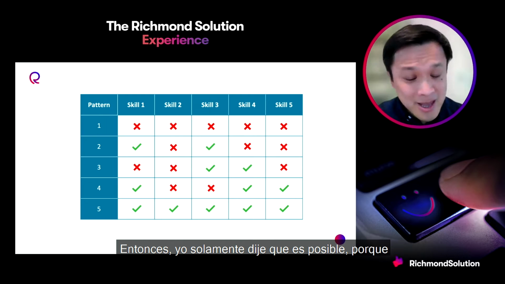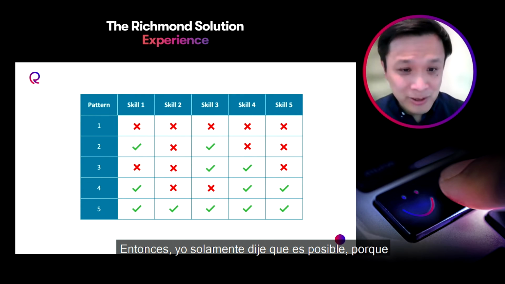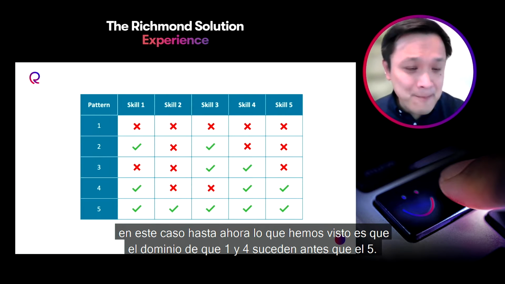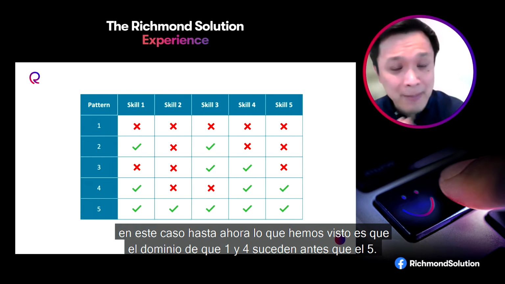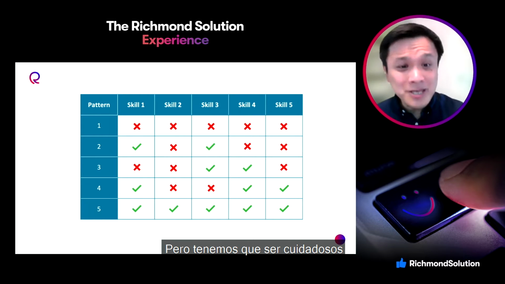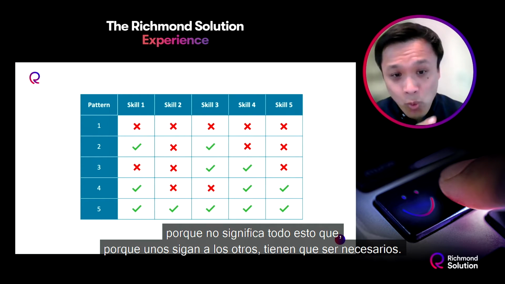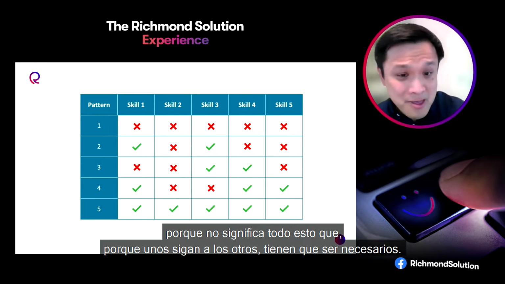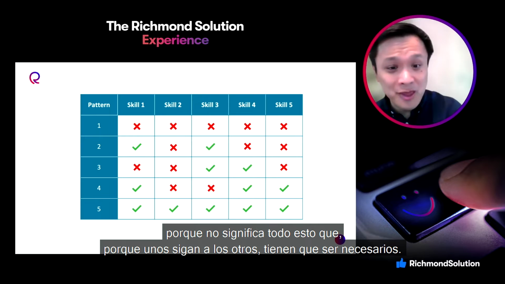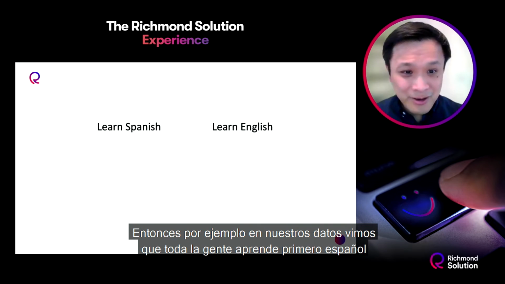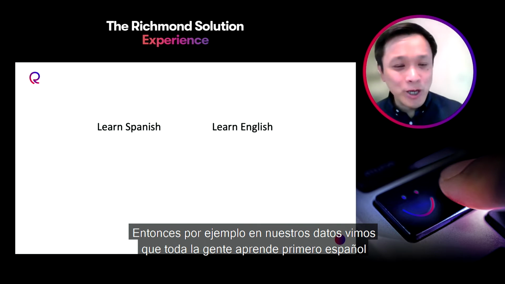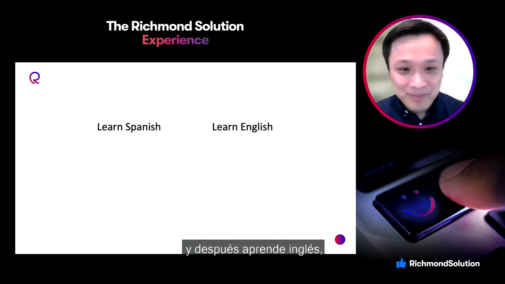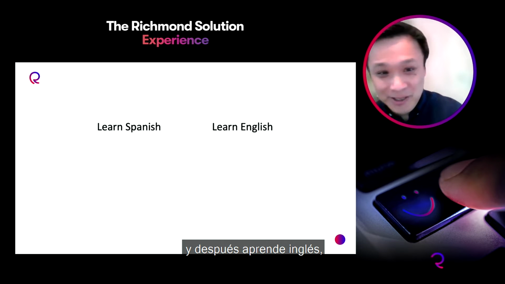All right? Now, I just said it's possible because in this case, all that we've seen is that mastery of 1 and 4 happened before 5. But we need to be careful. Just because one thing has followed another does not necessarily mean that the one that came before caused the thing that came after, right? For example, let's say in our data, we saw that people all learned Spanish first and then later on learned English.